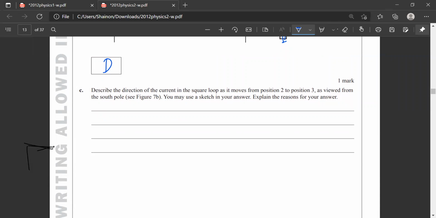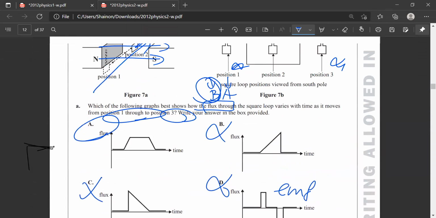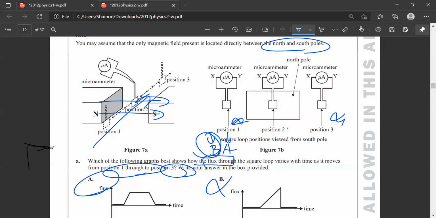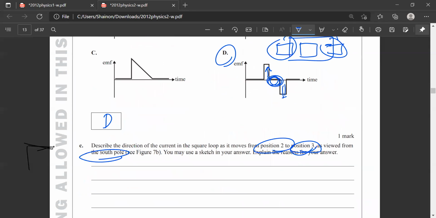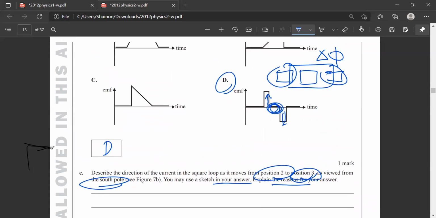From 2 to 3. Oh, this one was a difficult one because you had to really understand the question, because it's from the South Pole, and if you make it from the North Pole, you'll get it wrong. So from position 2 to 3, so from here to here, read from the South Pole, you may use a sketch to answer.